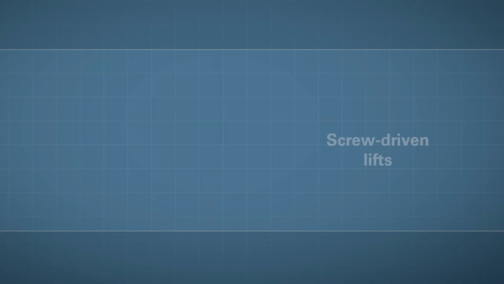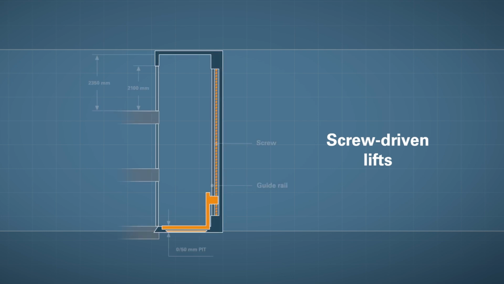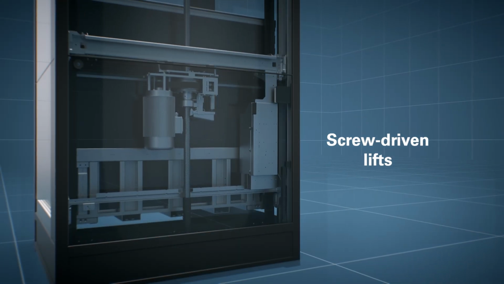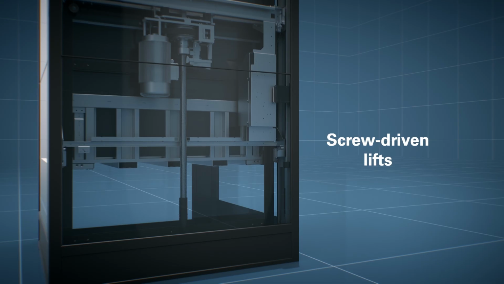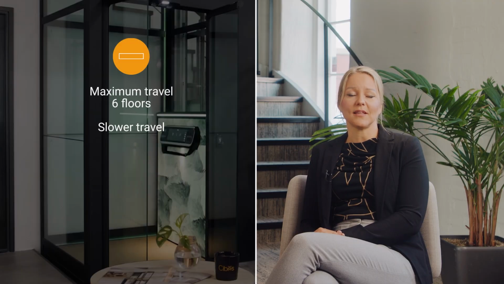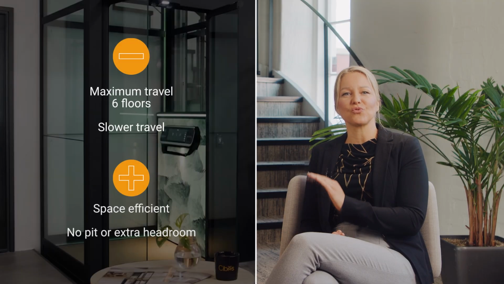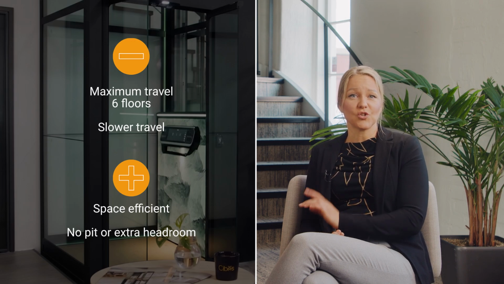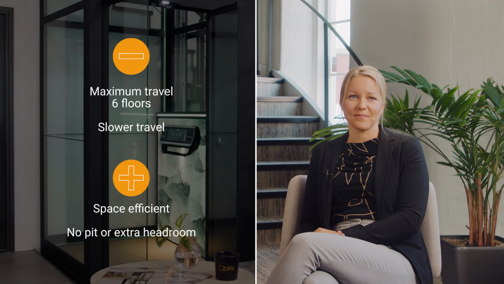And finally, screw-driven lifts, like the ones we offer at Cibes. Our lifts use a drive nut to move up and down a vertical screw, powered by an electric motor. They're slower than other types and limited to 6 floors, but they're extremely space efficient. Our smallest size fits in just 1 square meter of space.